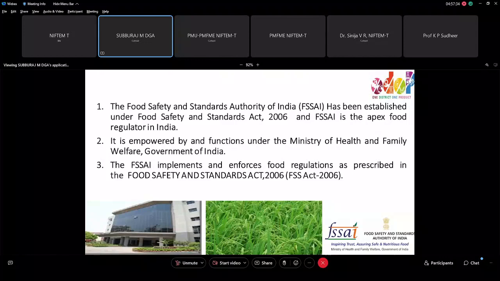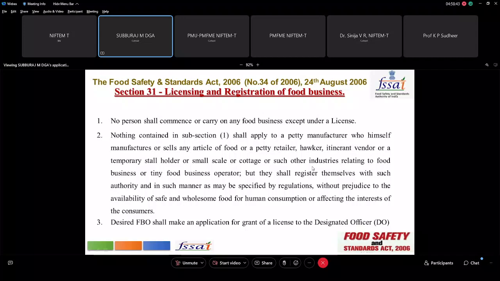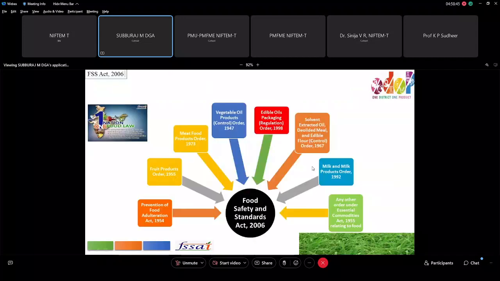All of this works under the Food Safety and Standards Act 2006. Earlier, food was controlled by different orders. Now we have come to the concept of one nation, one food law. We introduced the Food Safety and Standards Act 2006, which came into force in 2013, and we are continuing under this Act.